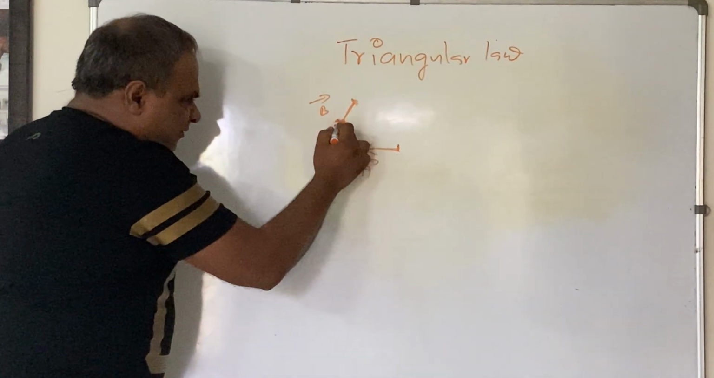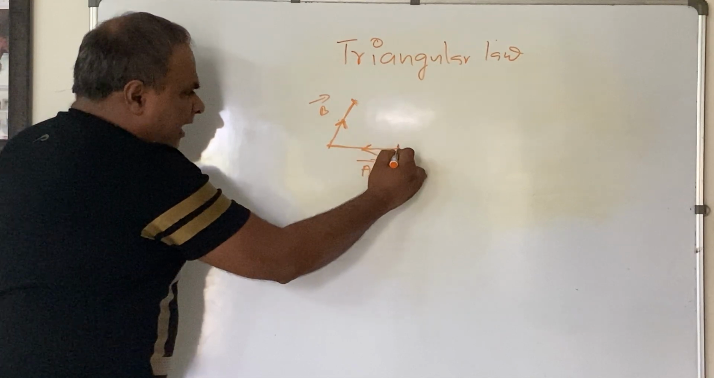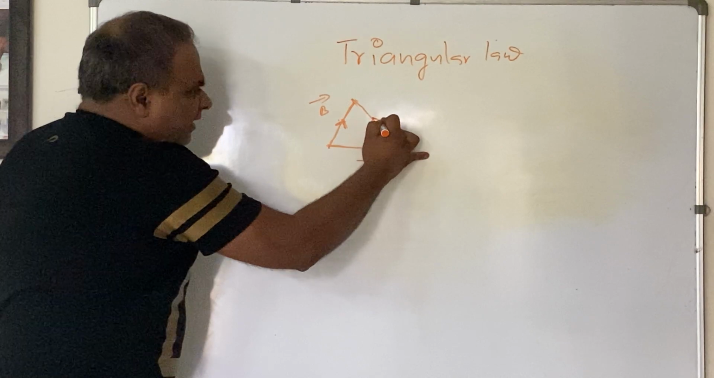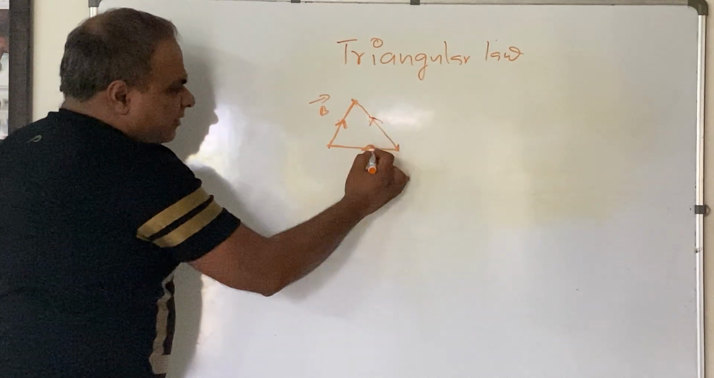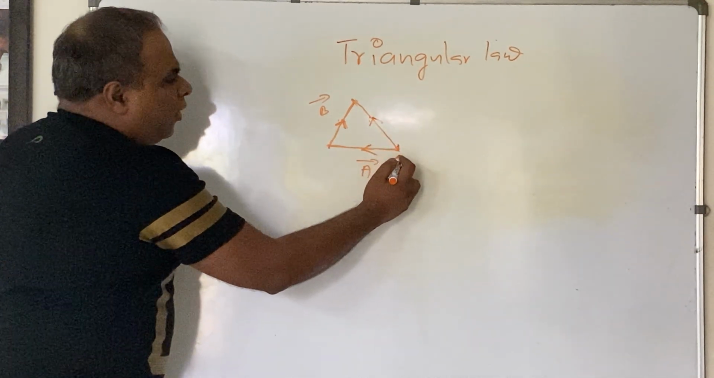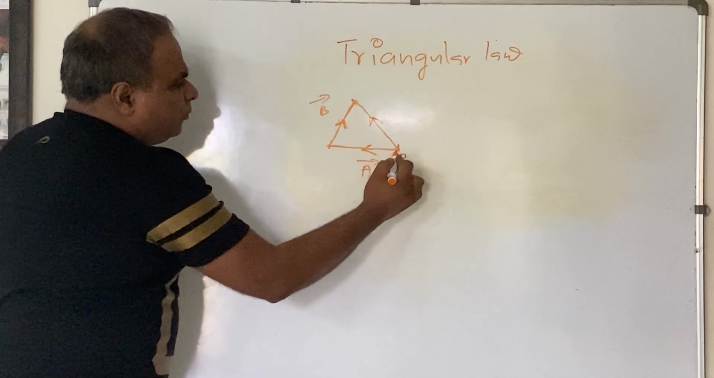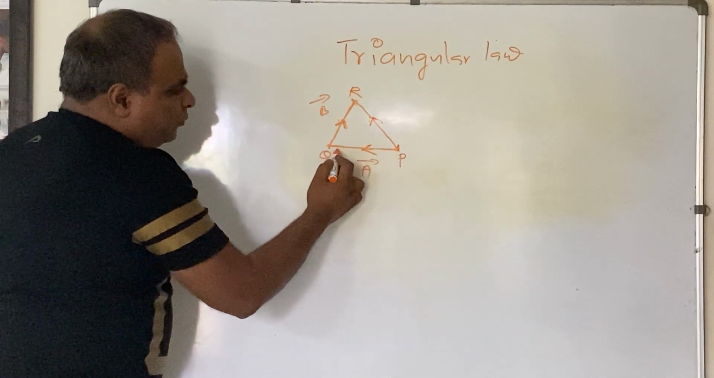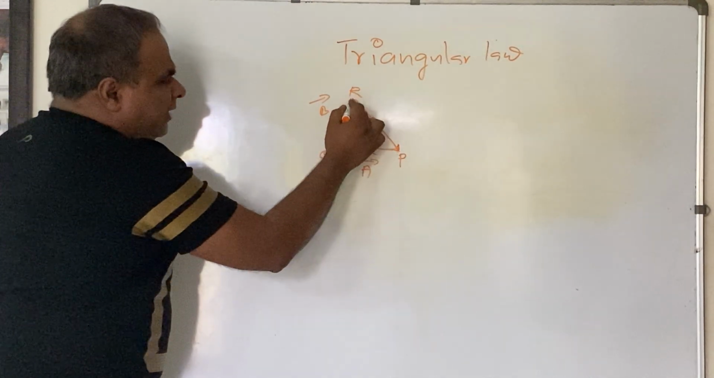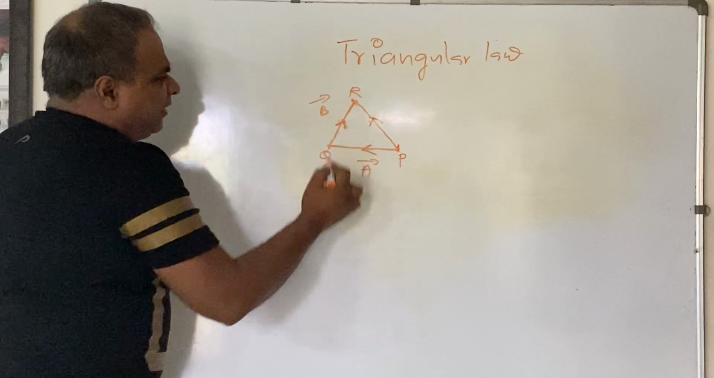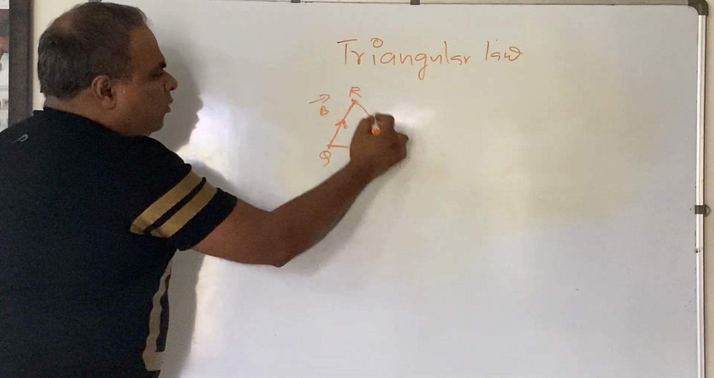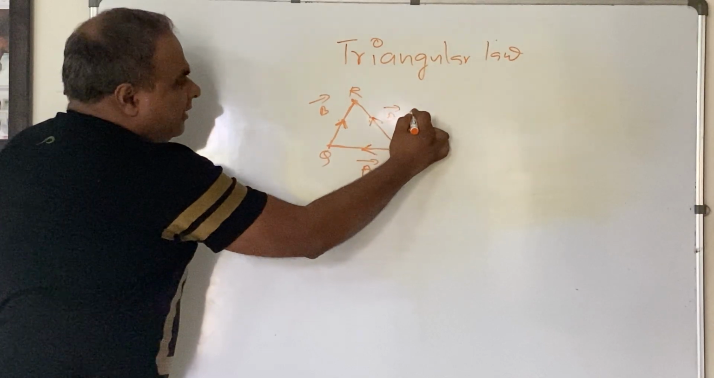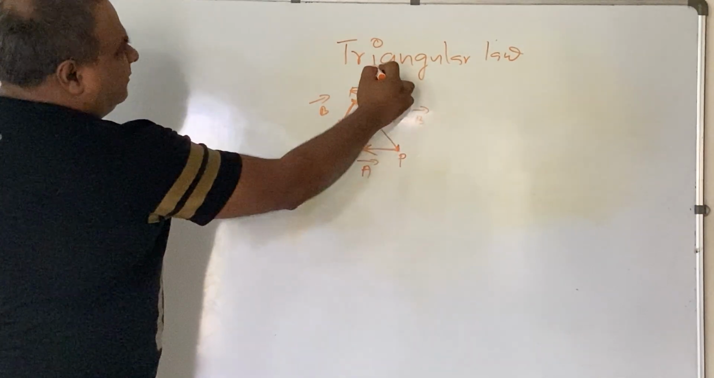That means this vector A plus vector B, I can complete this triangle and give this direction. Starting from this point, let me call it P, and this is Q and R. So we are taking this part PQ and then QR, that is vector A and vector B, that is equal to PR. This is vector A plus vector B. That is the triangular law.